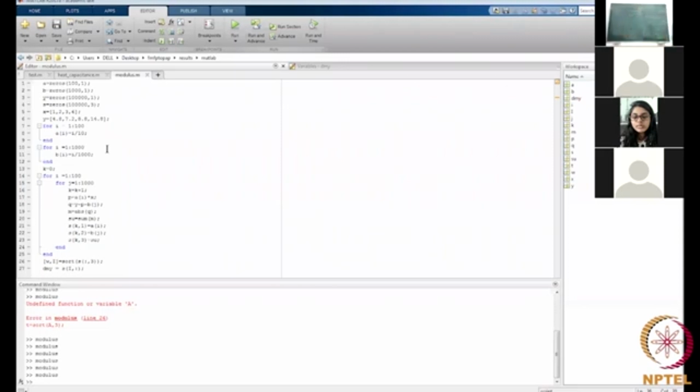Okay. We have taken different intervals for A. A is ranging from 0.1 to 10 and B is also ranging from 0.1 to 10. But in A, we have taken 100 points and in B, we have taken 1000 points. Wow. What did you do? 100 points in A, 1000 points in B.